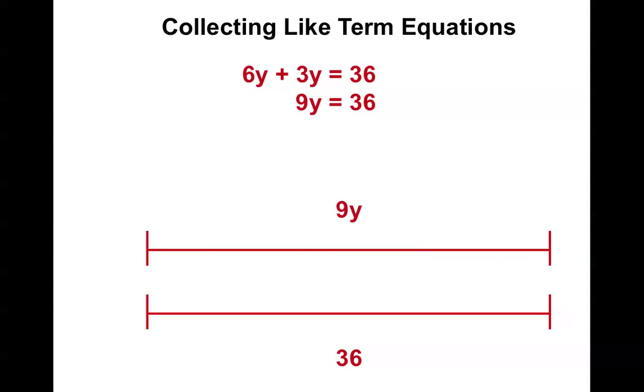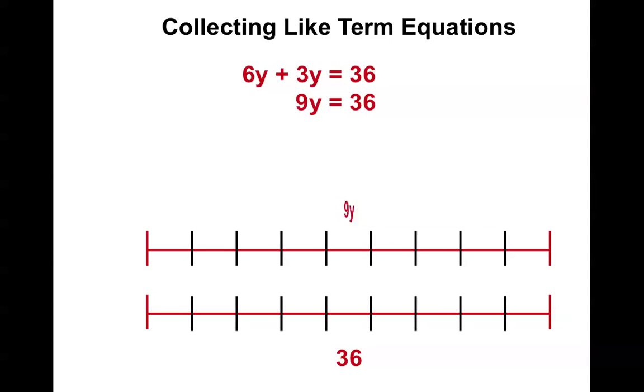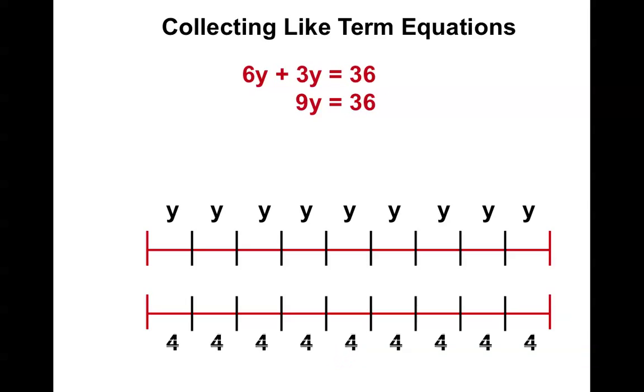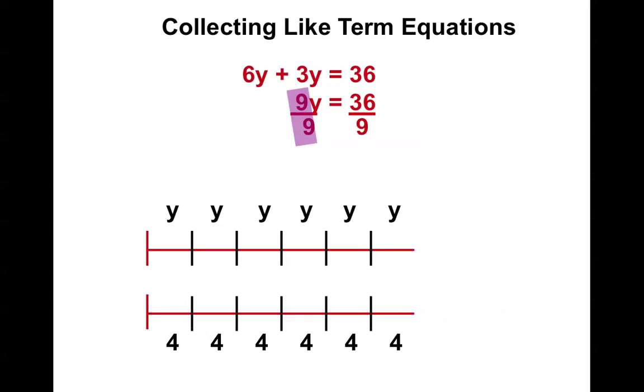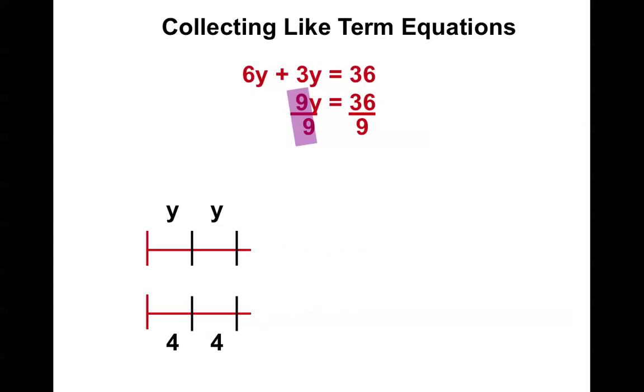Now that we've gotten to this point, it's back to being a one-step problem. And if it's just a one-step problem, then all I have to do is use my division property of equality to be able to divide both sides by 9. Notice each of those y's is there in each group, and each of these groups would be a 4. Once we scroll this back, you're going to notice that each y equals a 4.